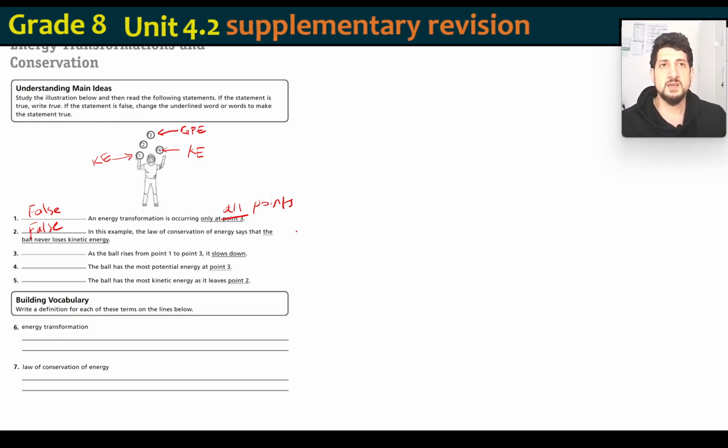However, some of the energy before might be gravitational potential energy. Some of the energy before might be kinetic energy. Some of the energy before might be chemical energy. The energy after might be something else, but the total energy is the same.